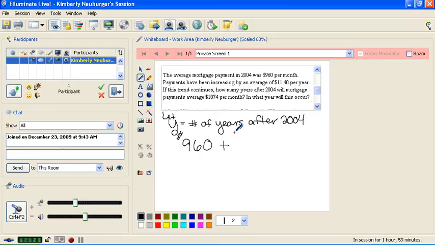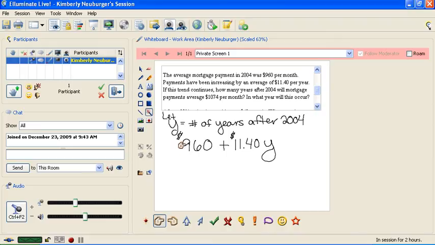So if you don't know what y is, what you could do is just take the $11.40 and multiply it by the number of years, then add it to what your payment was in 2004, and you'll know your payment. So this here is your starting amount plus how much it changes each time times each period, which is going to be a year in this case.